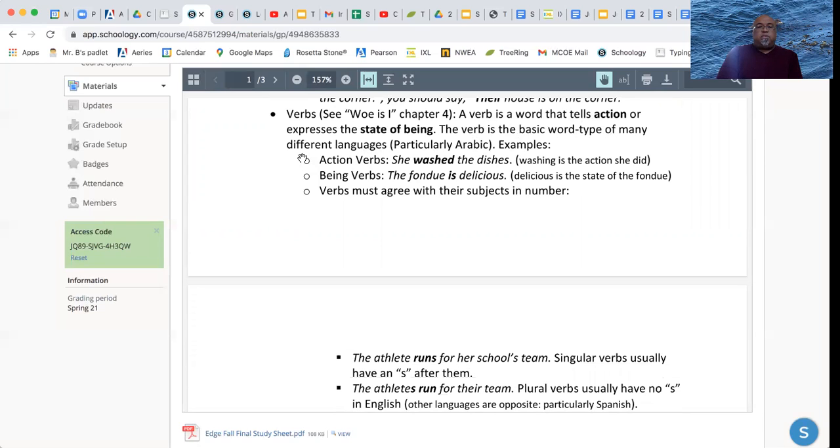Here's some examples. An action verb. She washed the dishes. Washing is the action that she did. Being verbs. The fondue is delicious. Delicious is the state of the fondue.